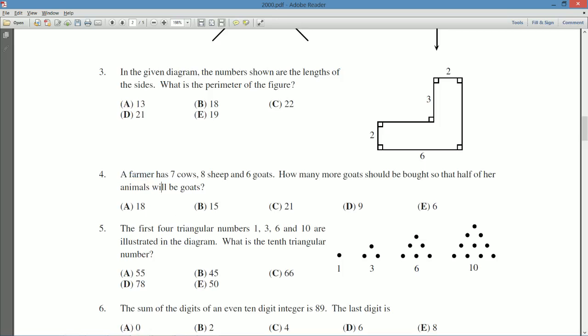And what is it saying? A farmer has 7 cows, 8 sheep, and 6 goats. How many more goats should be bought so that half of her animals will be goats?